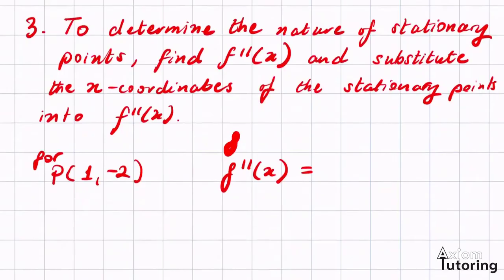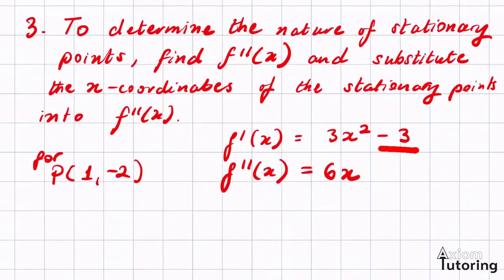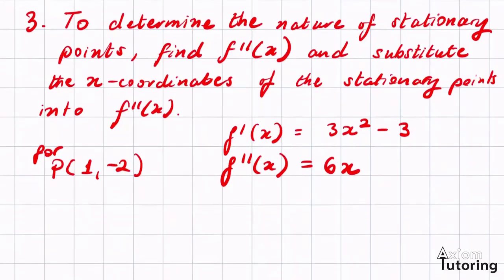If f dash of x is equal to 3x squared minus 3, then f double dash of x is going to equal the differential of this expression. So let's differentiate each term. 3x squared differentiated is 6x. If you differentiate minus 3, that's just 0. So we just get 6x for the double derivative.